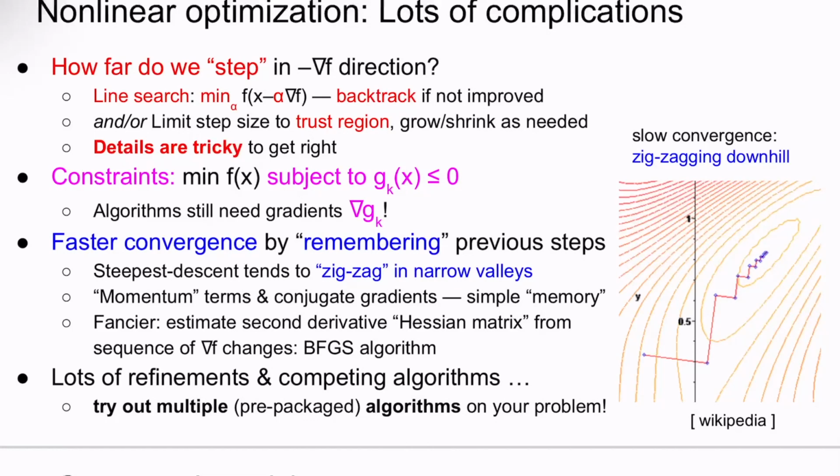Another fancy thing you can do is try and estimate second derivatives, or even calculate second derivatives, called Hessian matrices, and then use that information to help you.